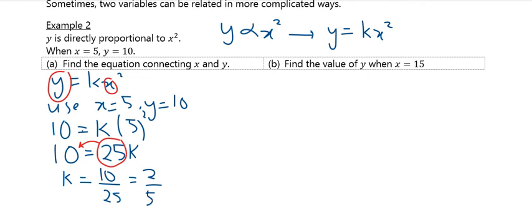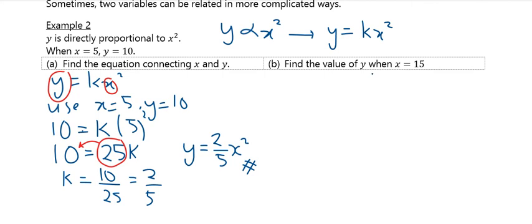So there you have it. You can straight away tell that y equal k is 2 out of 5 x squared. So this is your answer for the first question, because you have to find the equation connecting x and y. Now, let's have a look at part B.